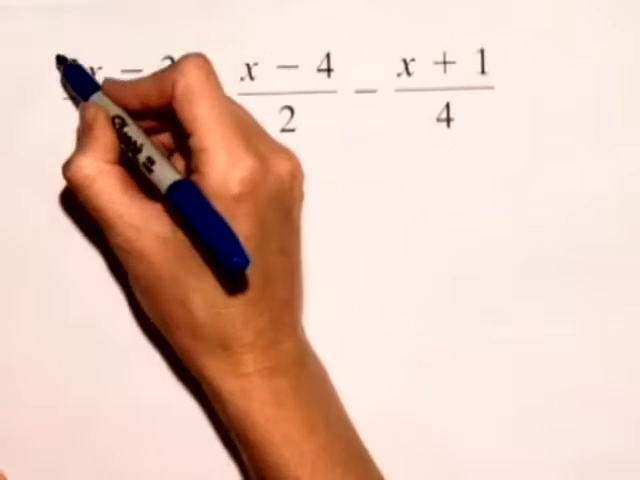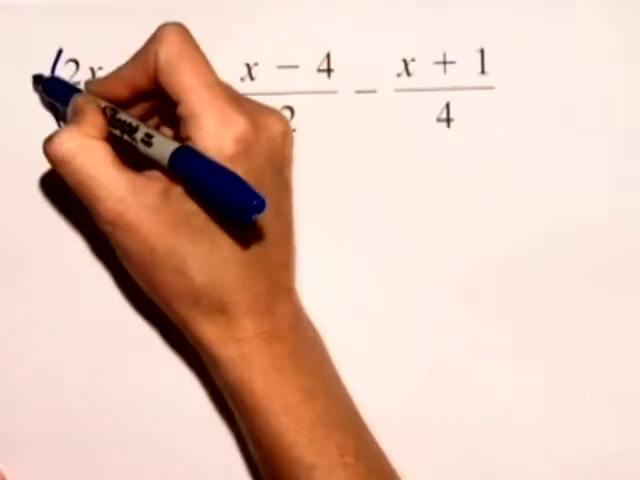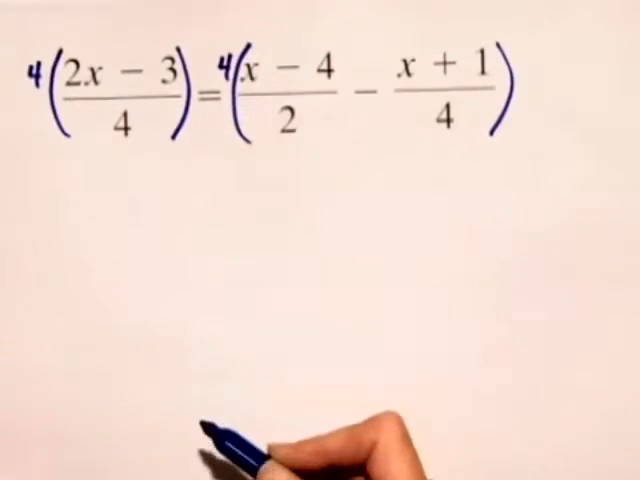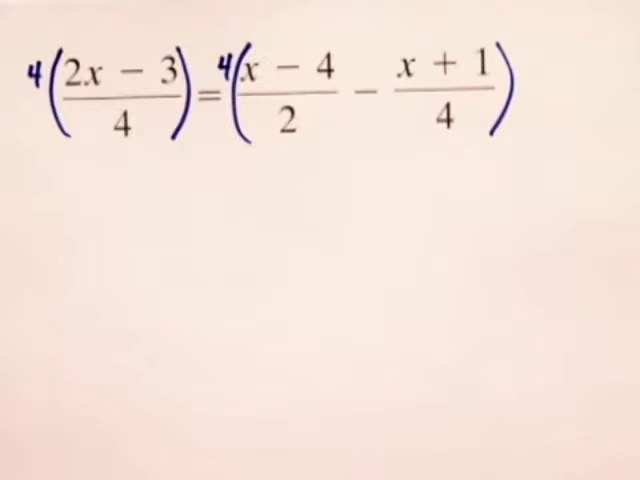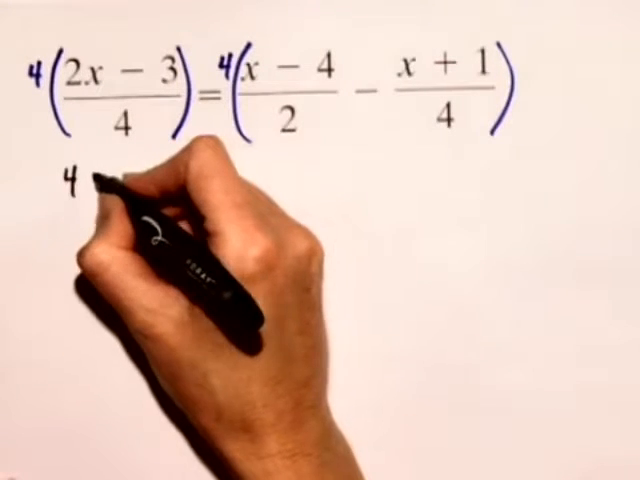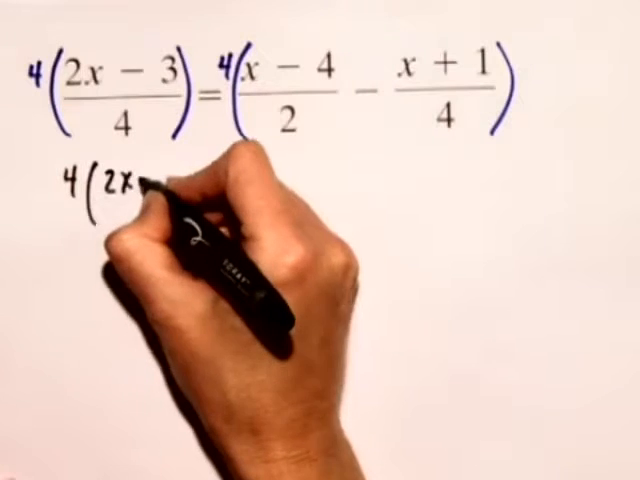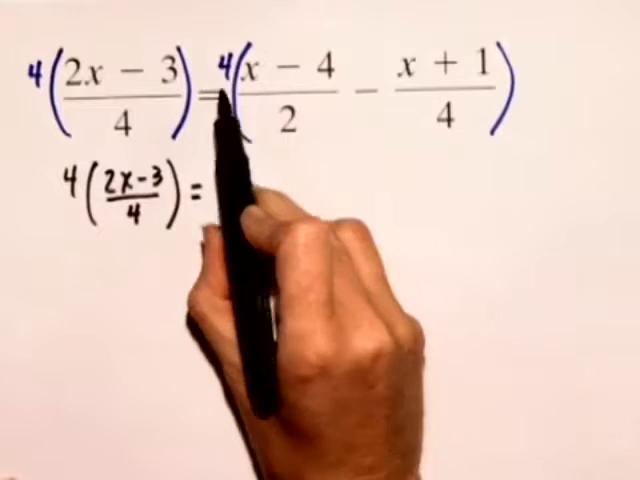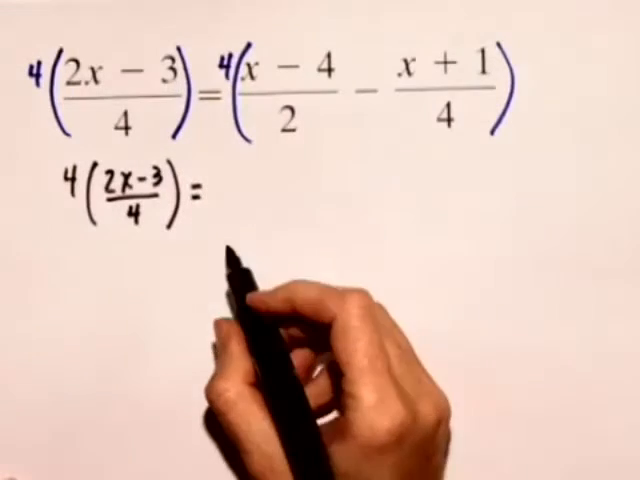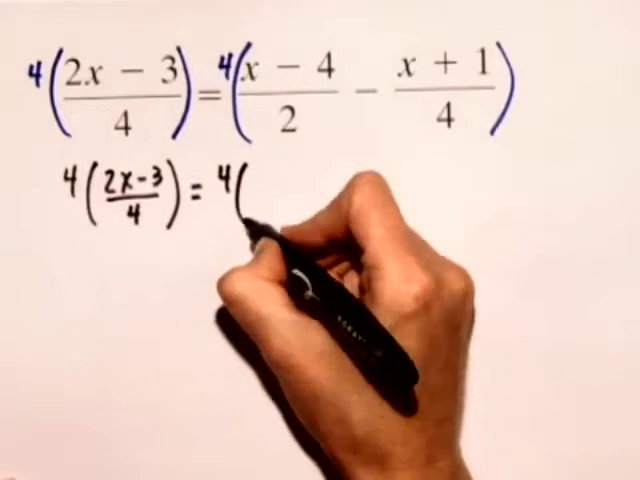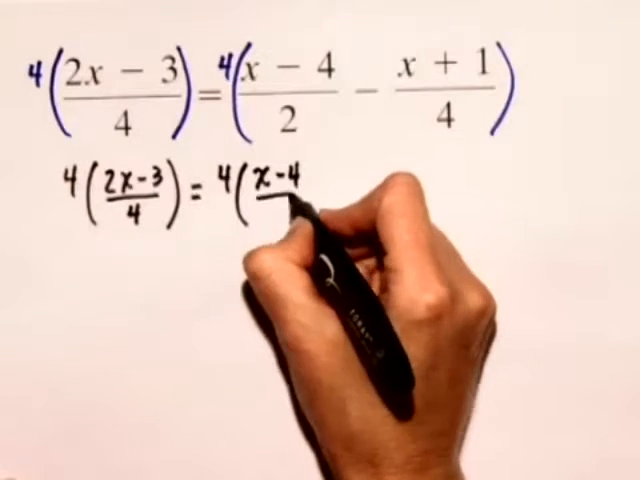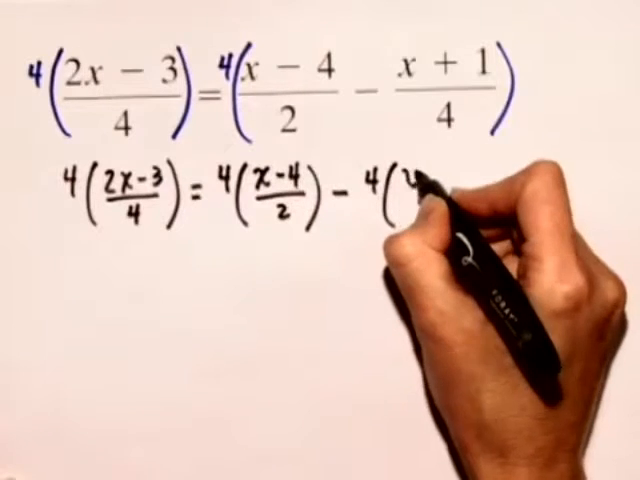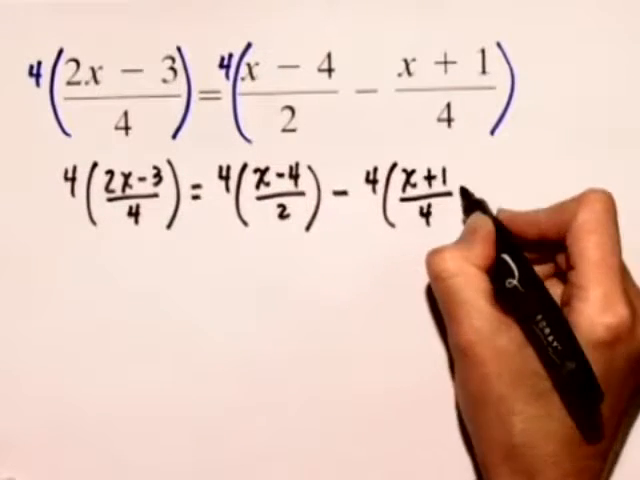So that tells us to multiply both sides of this equation by 4, and that will clear the fractions. So when we do that, we have 4 times the quantity 2x minus 3 over 4 is equal to, now we need to distribute the 4 through the right-hand side, and we have 4 times the quantity x minus 4 over 2 minus 4 times the quantity x plus 1 over 4.